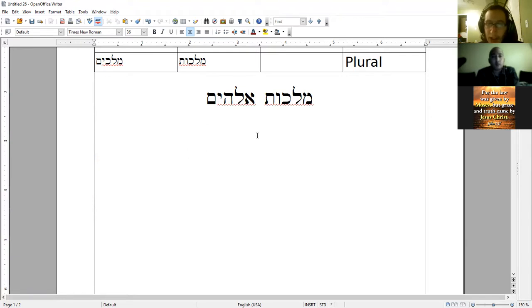Now what's interesting is, you see right here, when it's in construct, it changes from a hey or an e letter at the end to a t letter, or a tav. But in original Hebrew, it always was a tav. It was never a hey. It only became hey later on due to relaxing of the sounds.